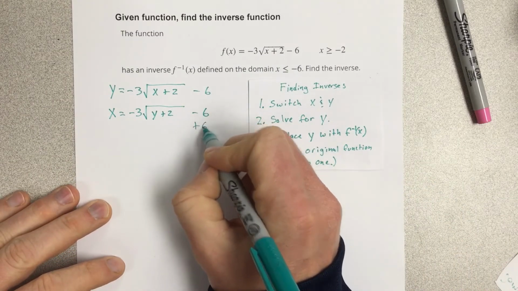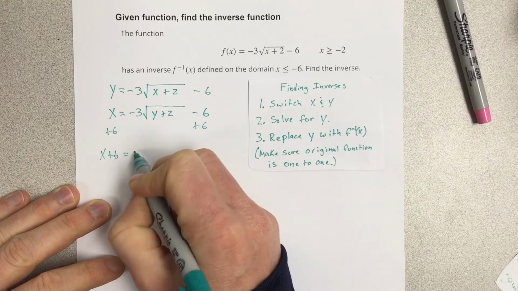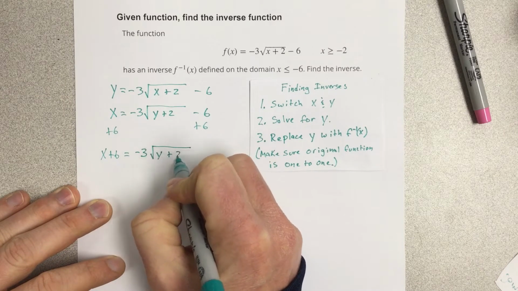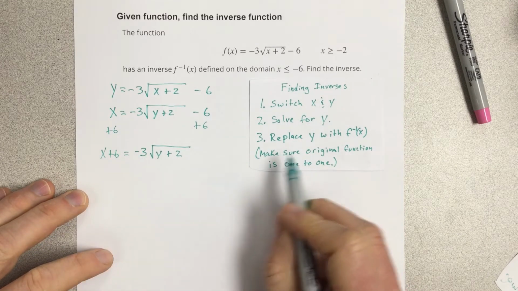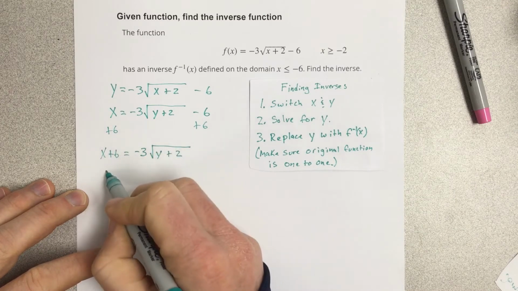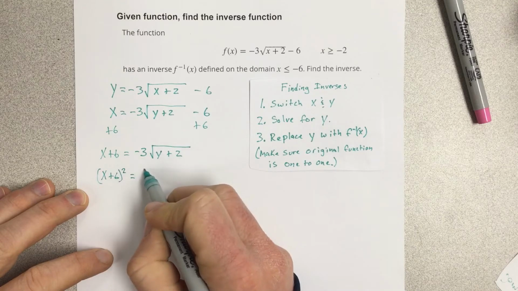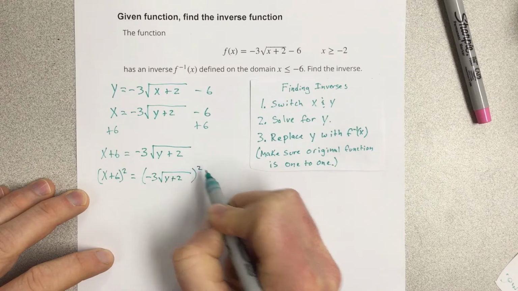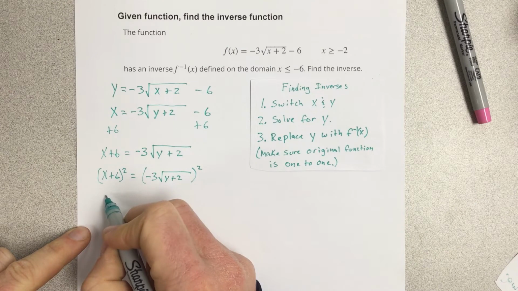I'm going to start by adding 6 to each side. So I get x plus 6 equals -3 root y plus 2. I am now going to square each side of this equation because I've got to get rid of the square root. So we're going to have -3 root y plus 2, squared. When I take this piece and multiply it by itself, I can square this, so that'd be x squared.